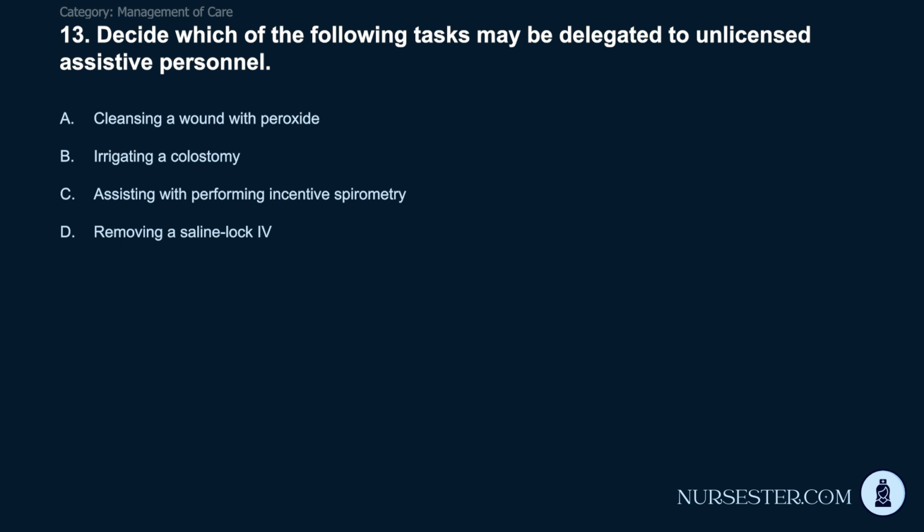13. Decide which of the following tasks may be delegated to unlicensed assistive personnel. A. Cleansing a wound with peroxide. B. Irrigating a colostomy. C. Assisting with performing incentive spirometry. D. Removing a saline lock. Correct answer, C. Assisting with performing incentive spirometry.